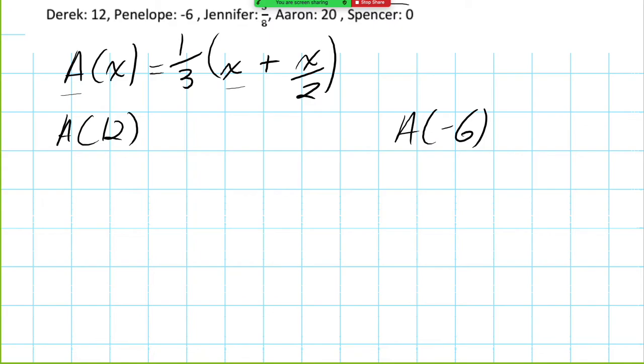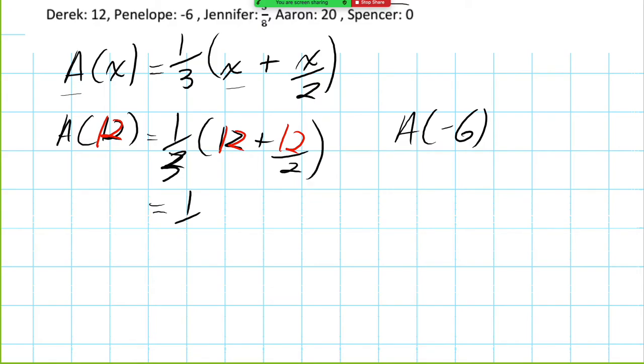Jennifer, we'll do one step at a time. I don't know how much room I'm going to need to calculate each of these, so we'll do this quickly. That's a third. I'm going to say 12. I guess I should use a bit of red here to help us. We're substituting that in for the X, plus half of 12. Okay, we'll get a third. This becomes 18. 12 plus 6 is 18. 18 over 3 is 6. So Derek at 12 gives us 6.